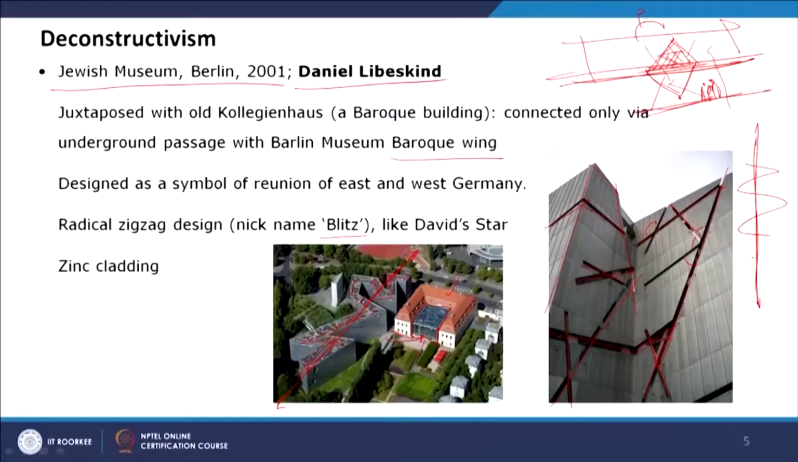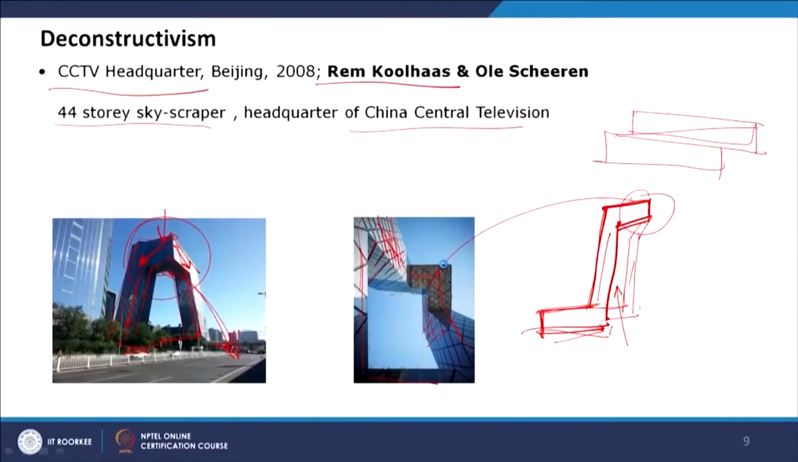So we have seen Rem Koolhaas's design and Daniel Libeskind's design. Daniel Libeskind's design, in totality, is all rectilinear, so there is no curvilinearity added into the design.